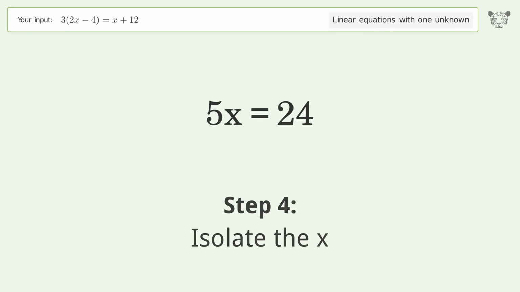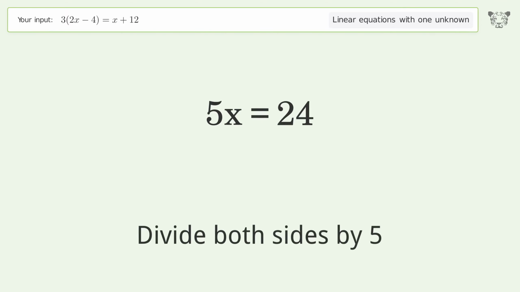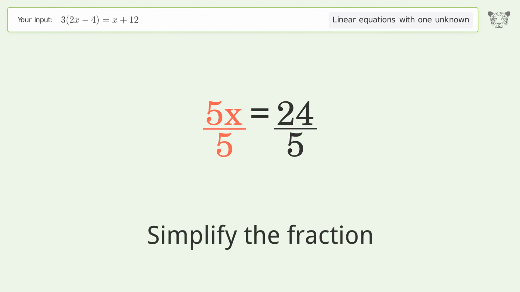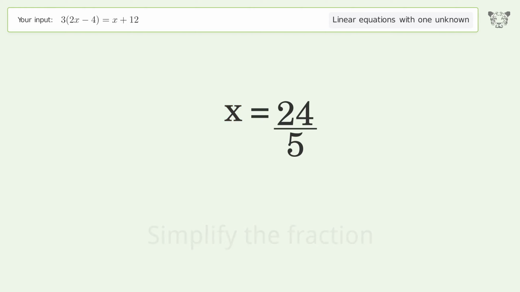Isolate the x. Divide both sides by 5. Simplify the fraction. And so the final result is x equals 24 over 5.